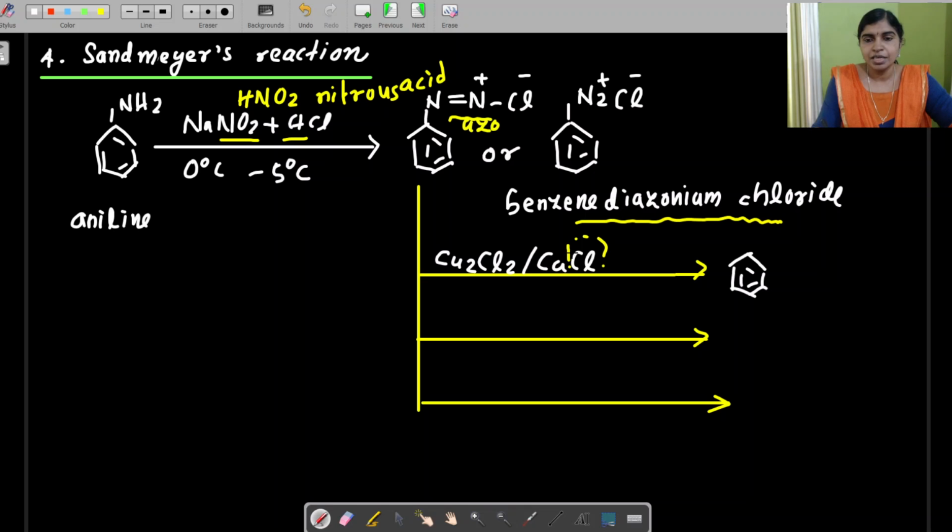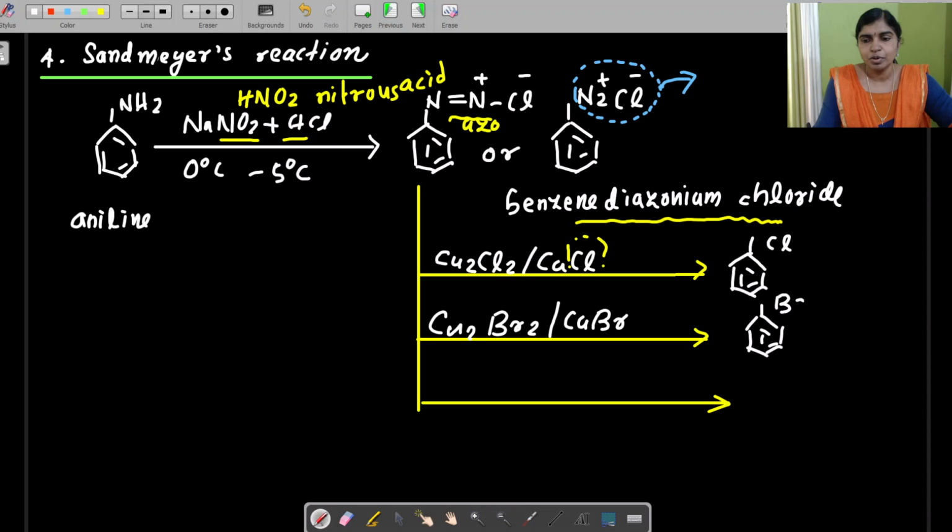This is benzene. And this N2Cl group is an easily replaceable group that can be easily replaced. And the chlorine is substituted there. Here chlorine is substituted, so you will get chlorobenzene. If you are treating this with Cu2Br2, cuprous bromide, or CuBr, you will get the bromo derivative here. So instead of N2Cl, you can place bromine here.